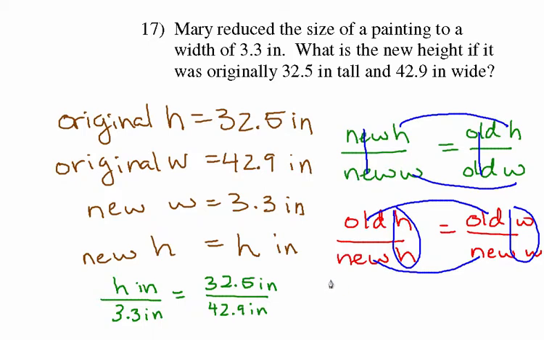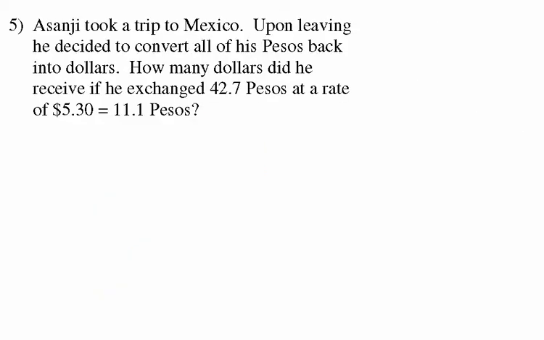Another way, written in red, is that we could do old height 32.5 inches over new height h inches equals old width 42.9 inches over new width 3.3 inches. Cross multiplying or clearing a denominator for both of these will get you the same answer. We have one final problem to discuss today.